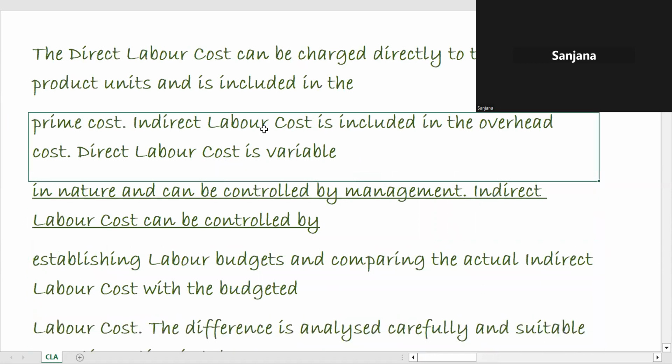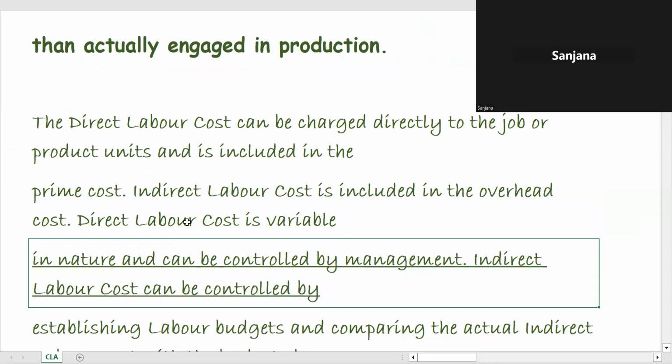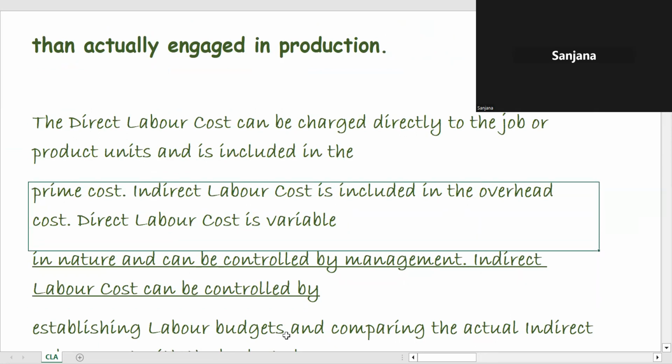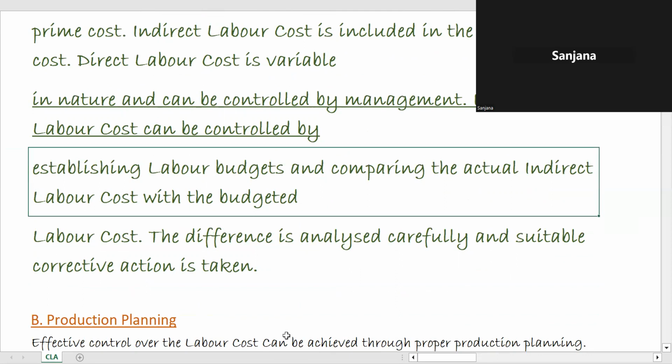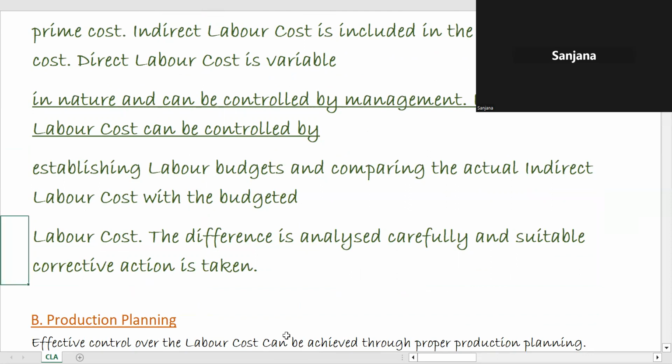So that is it. I mean, if you see it that way, you will feel there are many things, but there are only certain things you have to concentrate upon. One, we saw direct labor can be directly charged to product units. And indirect labor is included in overhead. Direct can be controlled by management easily. For indirect labor, you need to prepare labor budgets for controlling. These are the only points we have seen.